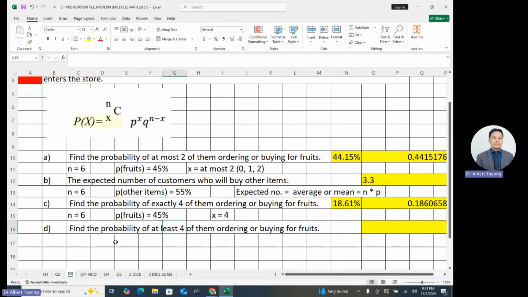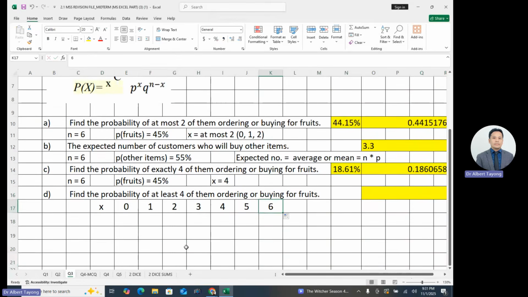The next is find the probability of at least 4 of them buying or ordering fruits. So this is at least. So our X could be 0 to 6. 0, 1 until 6. You can just select these 2 and drag it to the right to save time. Now, the question is this one. We need to calculate this 4, 5, and 6.